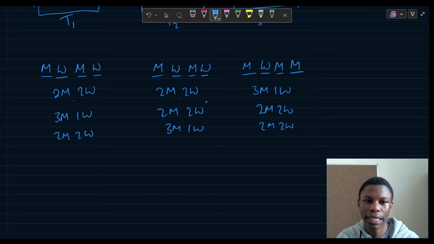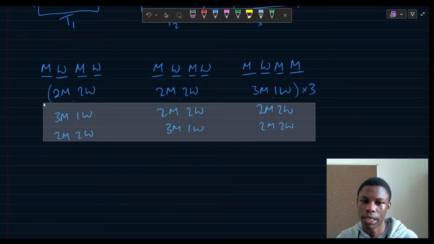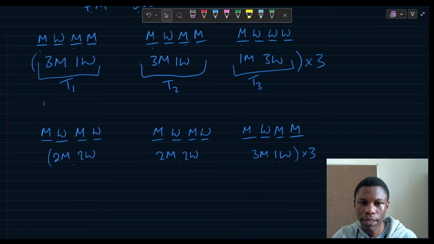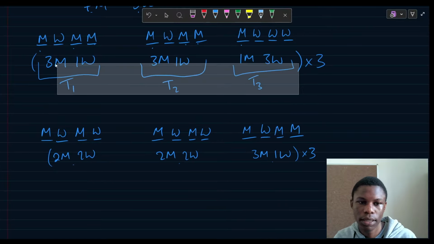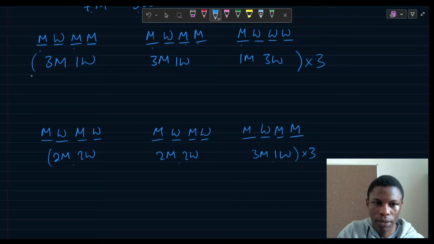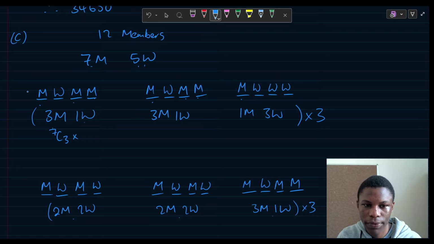But like we explained earlier, I can just find the number of different selections for the first one and then just multiply by 3 instead of doing the individual calculations. All right. So now let's evaluate this. Let me remove that. So 3 men and 1 woman. So I want to pick 3 men from 7. So 7 choose 3 times. I want to pick 1 woman from 5. So 5 choose 1.